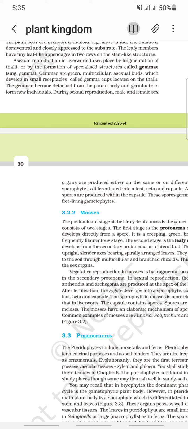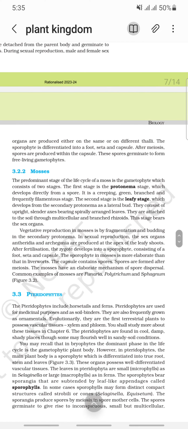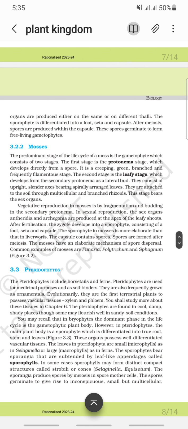called gemma cups located on the thalli. The gemmae become detached from the parent body and germinate to form new individuals. During sexual reproduction, male and female sex organs are produced either on the same or on different thalli. The sporophyte is differentiated into a foot, seta, and capsule. After meiosis, spores are produced within the capsule.